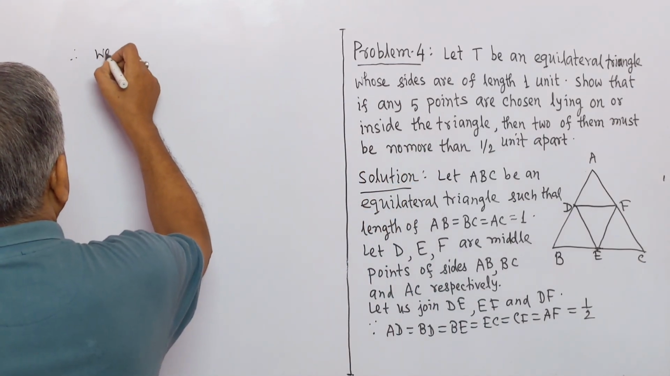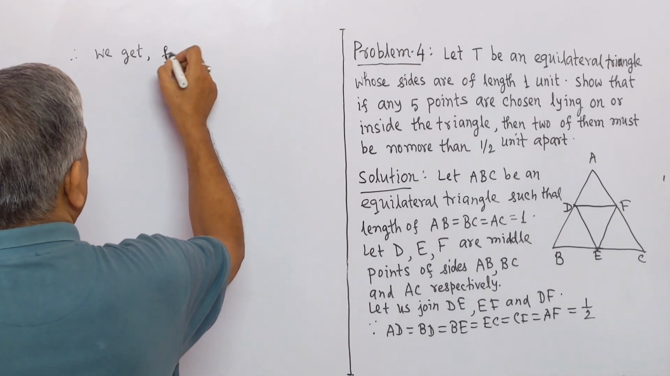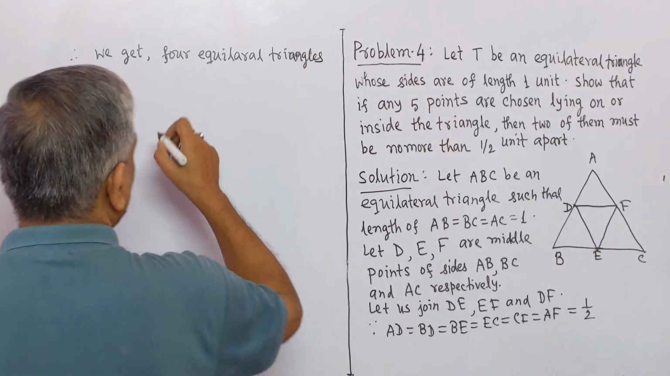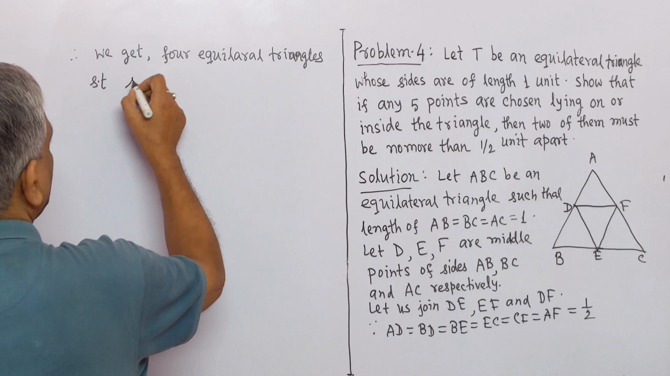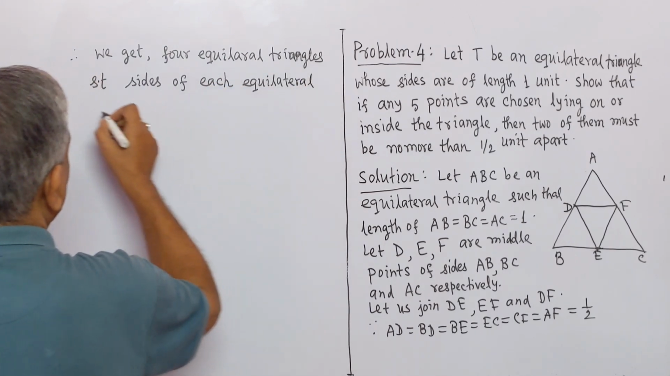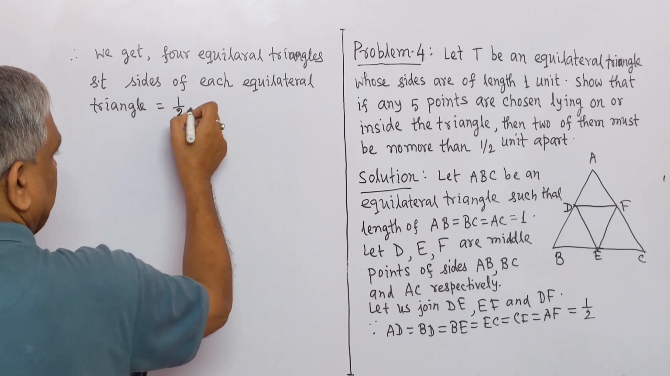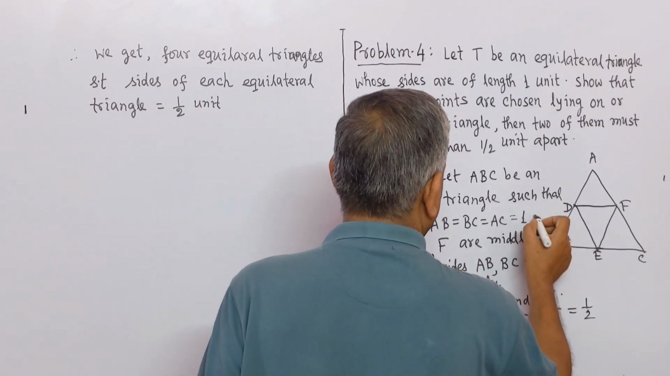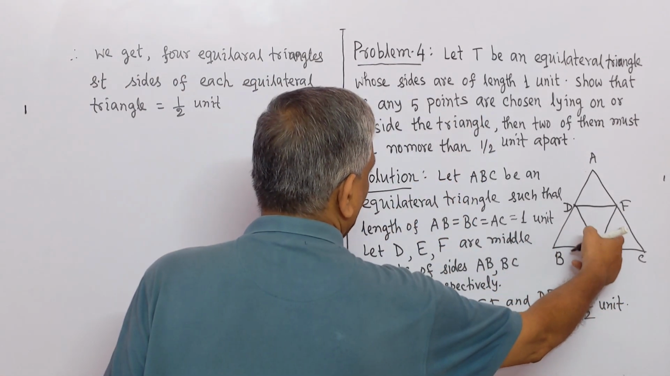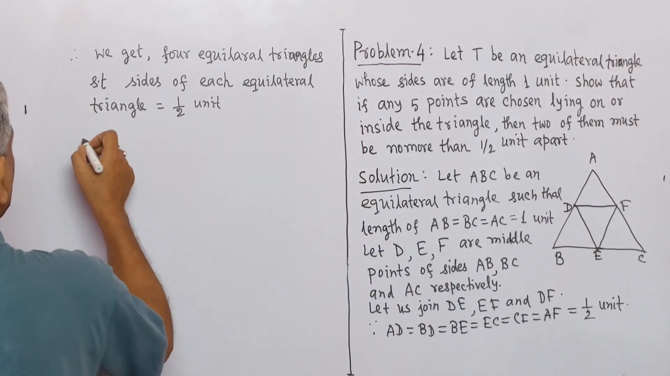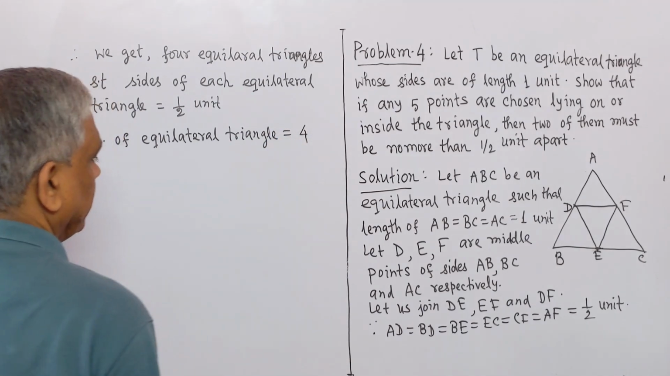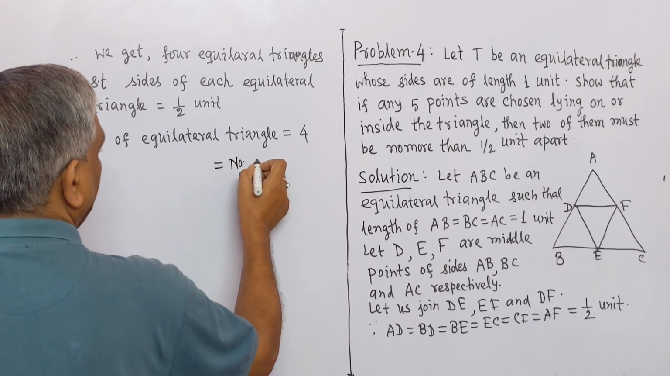Therefore, we get 4 equilateral triangles such that sides of each equilateral triangle equal to half unit. This is 1 unit and this is half unit. So here we have number of equilateral triangles equal to 4. We may compare this with number of pigeonholes.